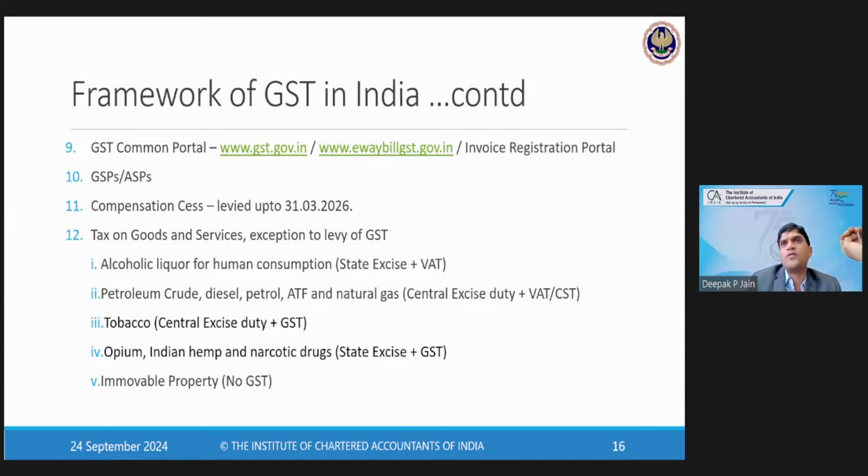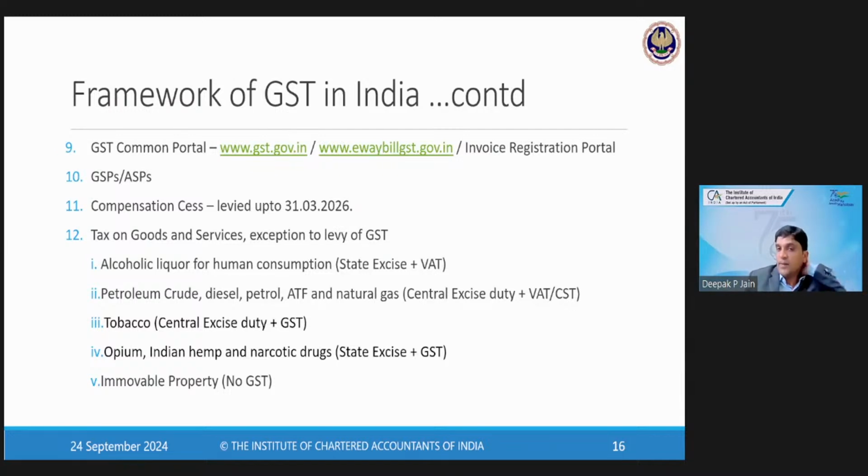Because if you have a huge volume of data, you cannot enter it manually, you cannot use Excel. Whatever is your system, that has to get integrated. So these GST Suvidha providers have access to the GST portal. They will help you to enter the data in an encrypted manner so that it gets uploaded on the portal. And then below GSPs, you have ASPs.